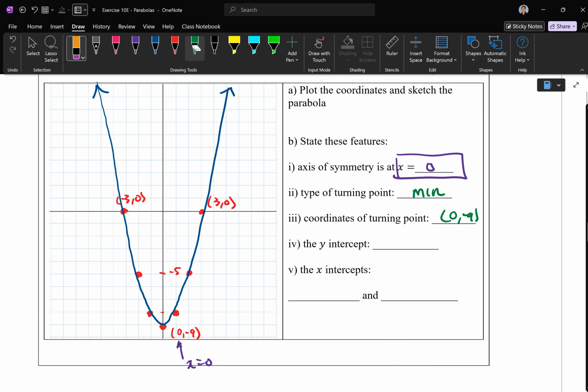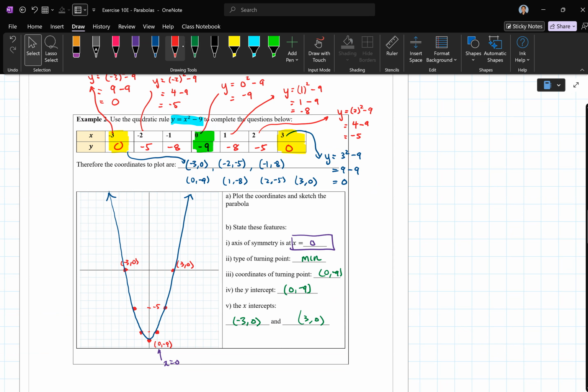Where's the y-intercept? Can I please have Hardy? The y-intercept is 0, negative 9. Correct. So in this case, turning point and the y-intercept are the same. It's still 0, negative 9. And then lastly, what are my x-intercepts? Let's go with Olivia. Very good. So right there, 3, 0 and negative 3, 0. x always comes first. This is your exercise 10E.